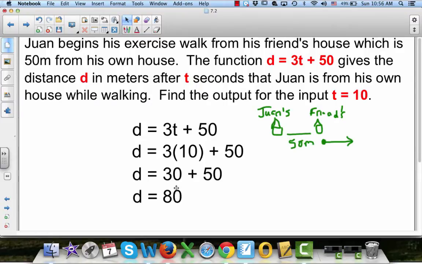And the cool thing about this equation, this function rule, is that it lets you find out how far away he is from home at any time. That's the purpose of this function rule. If he was 20 seconds into his trip, I could put 20 instead of t, and it would tell me how far away he is from home. If it was 100 seconds, then I could put 100 in here instead of t, and it would tell me how far away he is from home. That's the beauty and the use of a function rule.